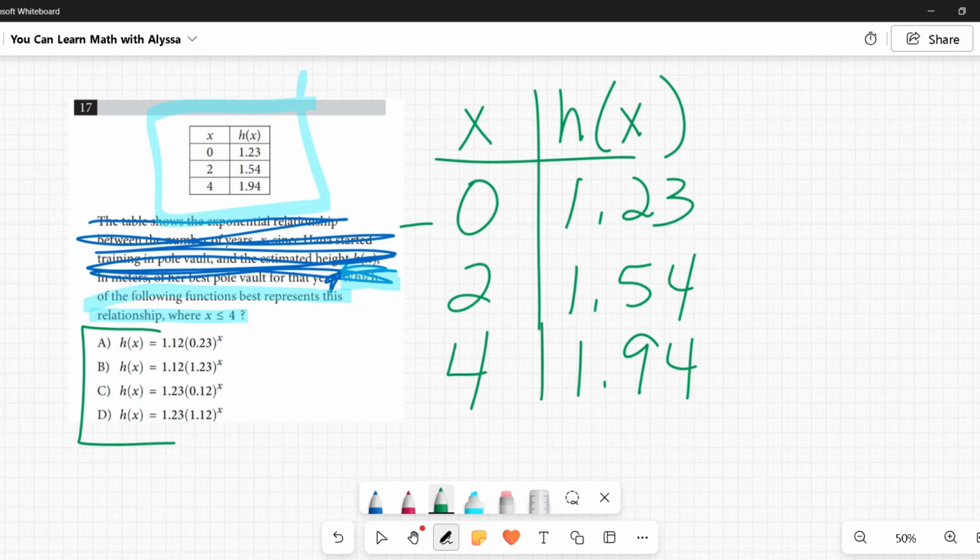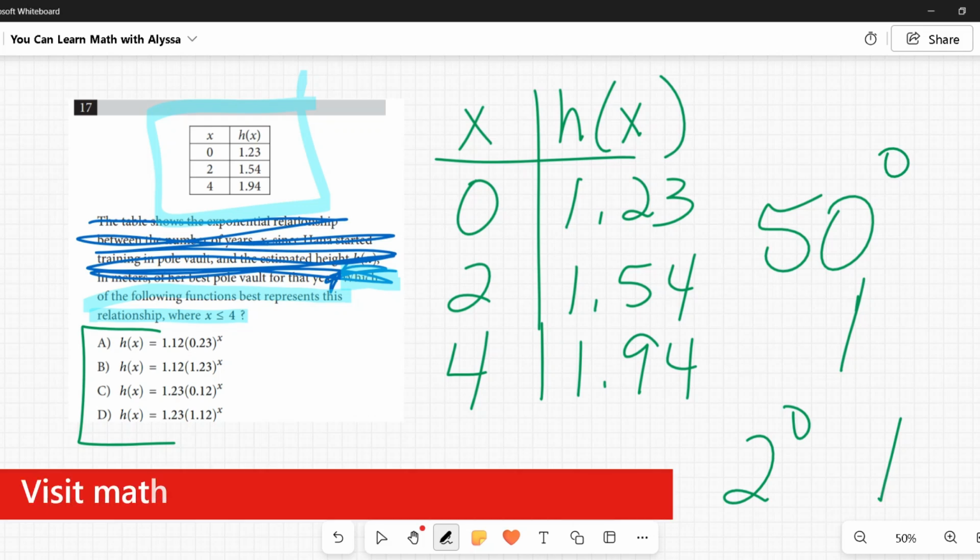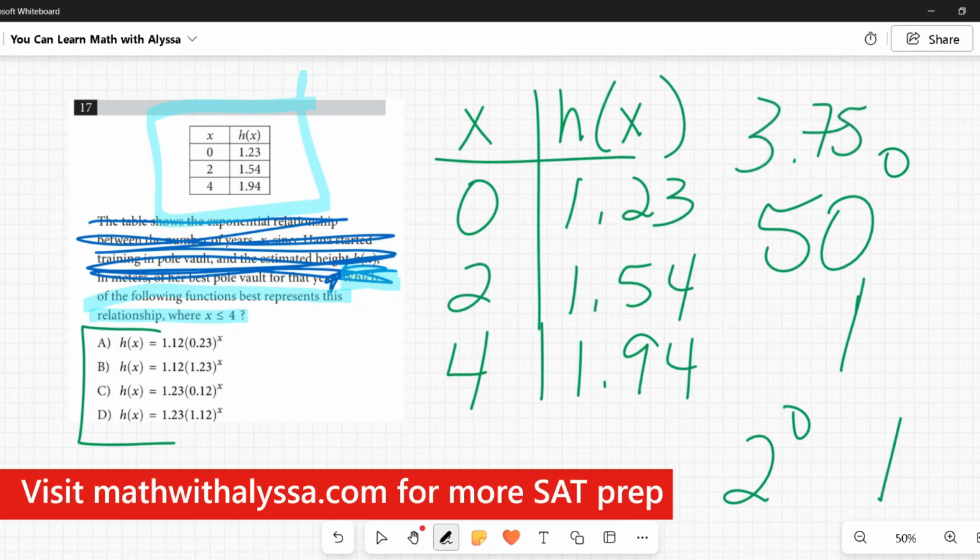Especially because we got this 0. This is a magic 0, because this 0 is going to go in for x. Anytime you have an exponent of 0, it turns the number into 1. So, 50 to the power of 0 is going to be 1. 2 to the power of 0 is 1. 3.754 to the power of 0 is 1.